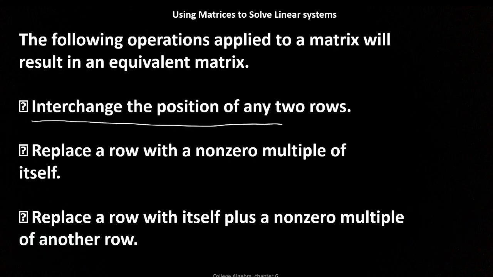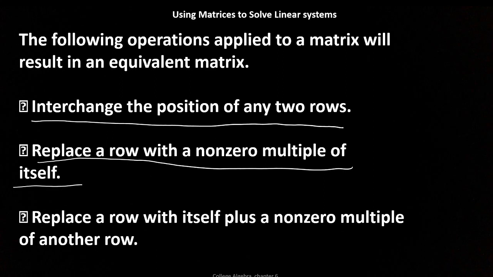So what are the row operations? Interchange the position of any two rows. You can do that. You can replace a row with a non-zero multiple of itself, and you can replace a row with itself plus what? A non-zero multiple of another row. And we did that with equations.